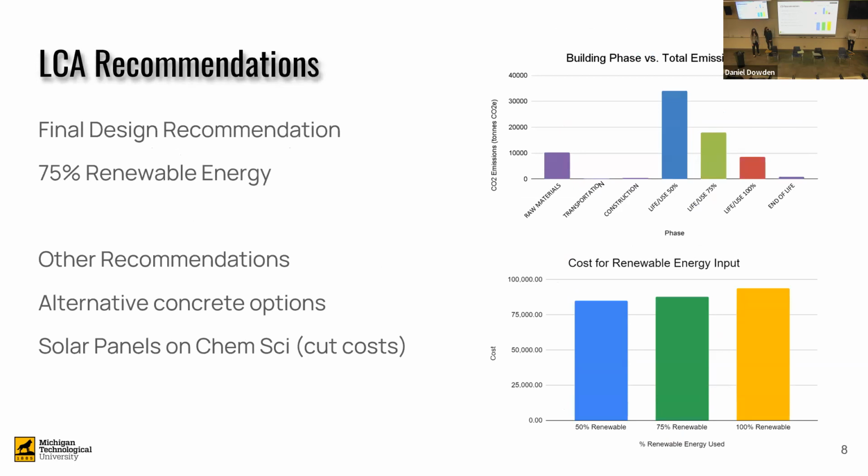And so in conclusion, we chose for our life cycle analysis to do 75% renewable energy after comparing the increase in costs and decrease in overall emissions.